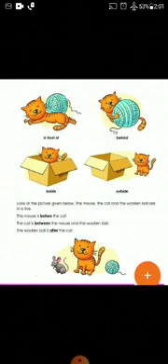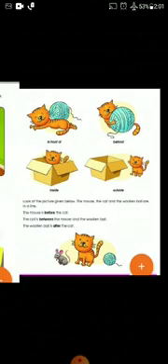Look at the picture below. The mouse, the cat, and the woolen ball are on a line. The cat is in front of the ball, the cat is behind the ball, the cat is inside the ball, the cat is outside the ball. The mouse is before the cat. The cat is between the mouse and the woolen ball. The woolen ball is after the cat. So these are the positions we learned in this chapter.